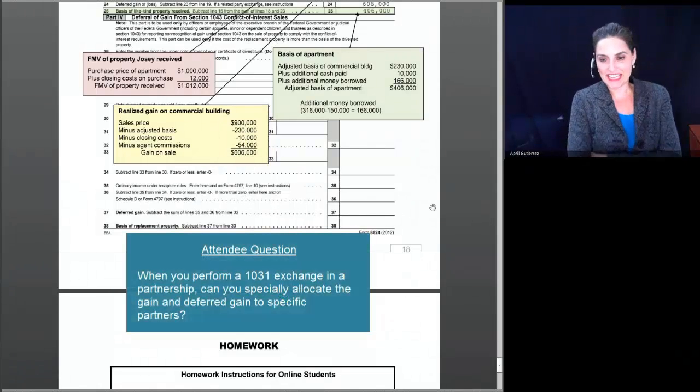Okay, so the question I'm seeing is, when you perform a 1031 exchange in a partnership, can you specially allocate the gain and deferred gain to specific partners?